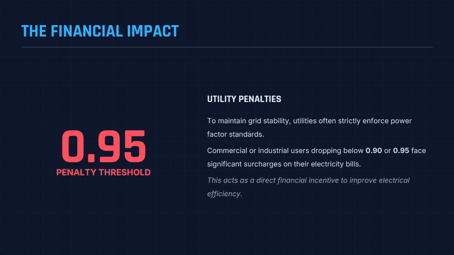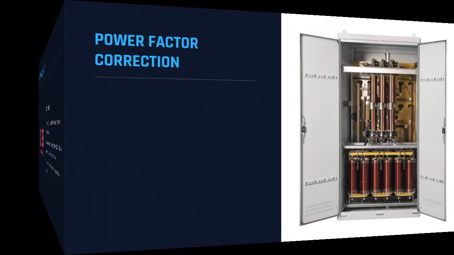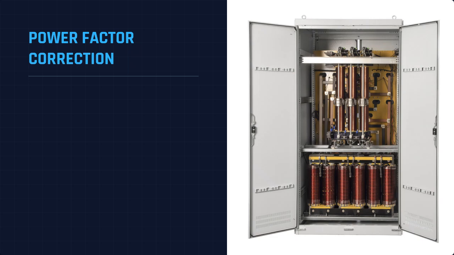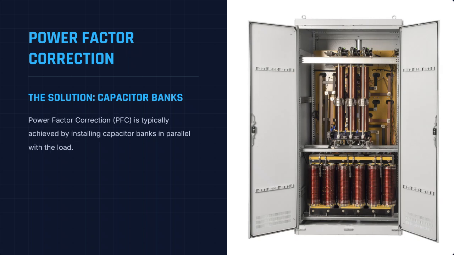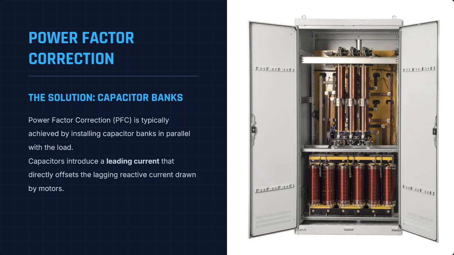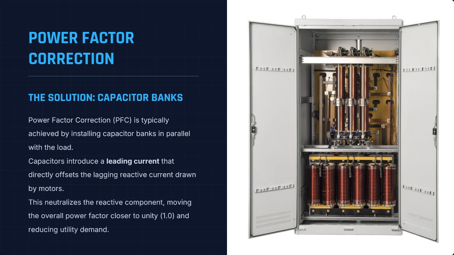Power factor correction. Fortunately, this is solvable through power factor correction. The most common method involves installing capacitor banks in parallel with your inductive loads. These capacitors introduce a leading current that directly neutralizes the lagging reactive current from your motors, effectively pulling your power factor back up toward unity.